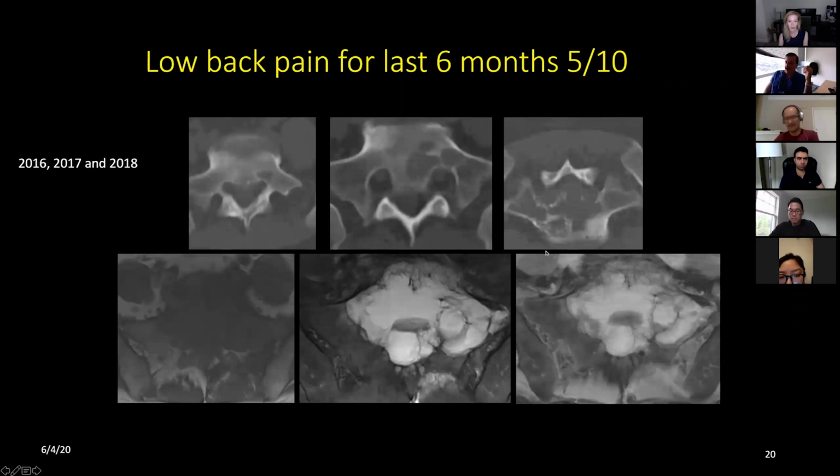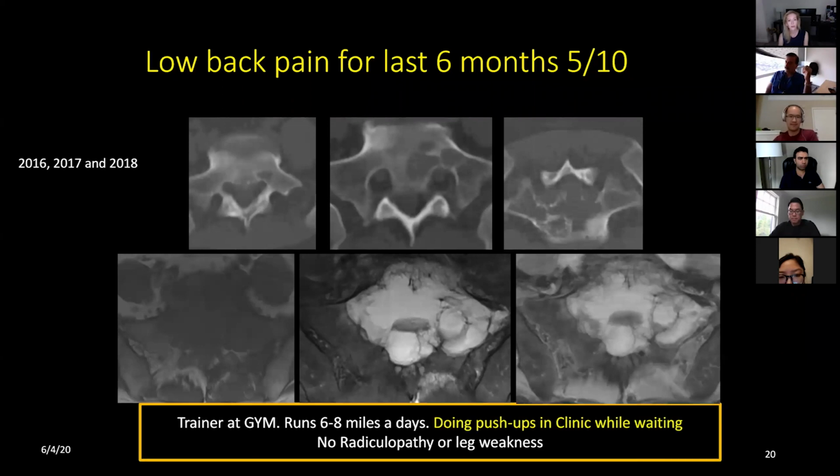And to top it off, she is an extremely active person. She's a gym trainer, and I kid you not, Dan Schubert told me that she was actually doing push-ups in the clinic before he could come and talk to her. So a very, very active person.